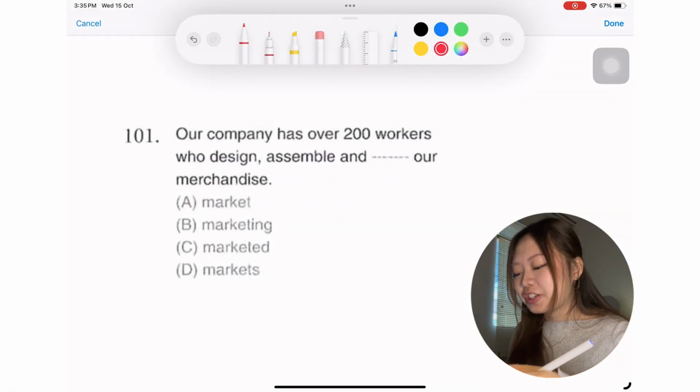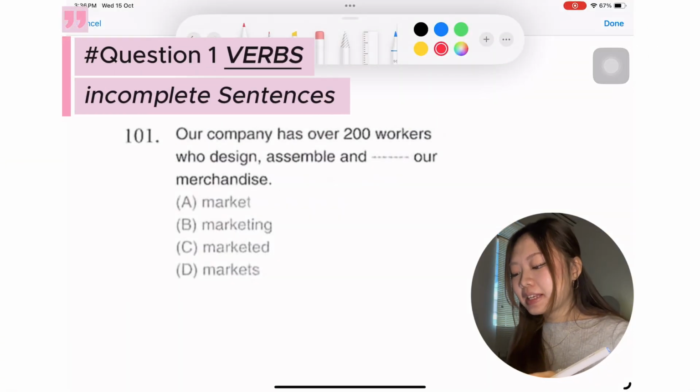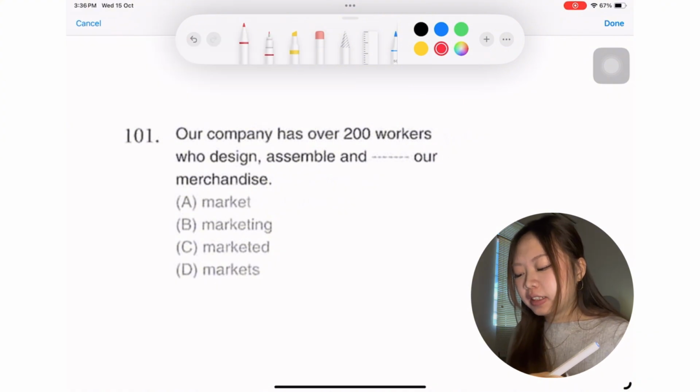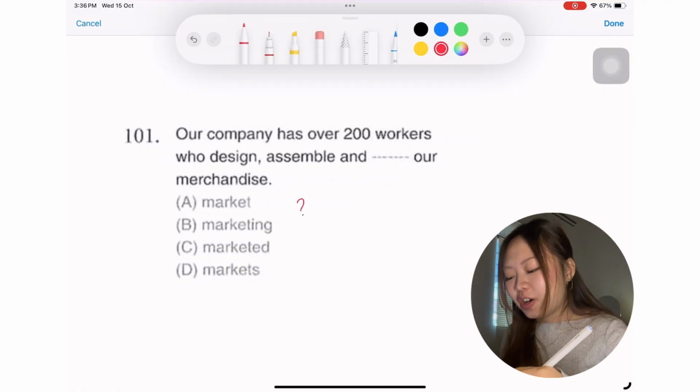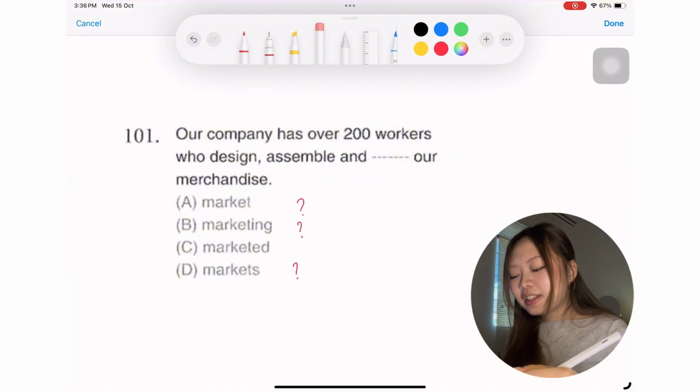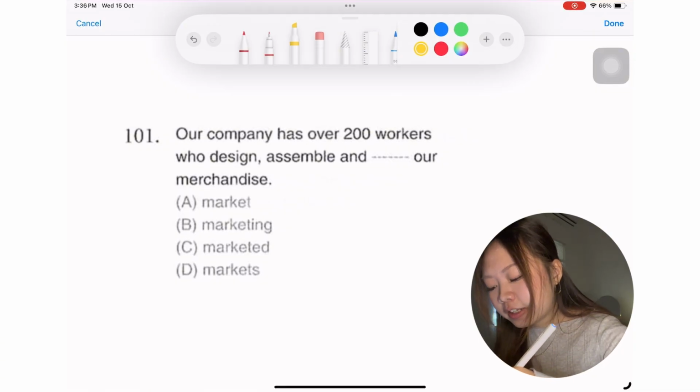So, this question is from the section incomplete sentences, specifically about verbs. And when you see a question like this, you might start overthinking, like, which one sounds right? Is it market or markets or marketing? But there's a simple trick when you get this kind of question. Always focus on the word before the blank. Let's highlight these three words: design, assemble, and blank.